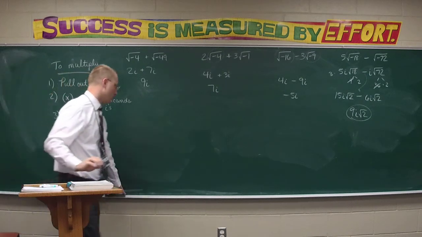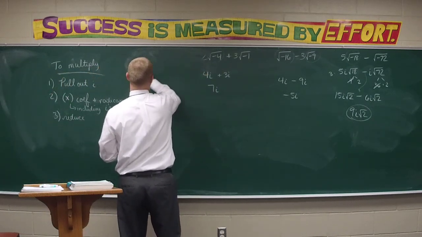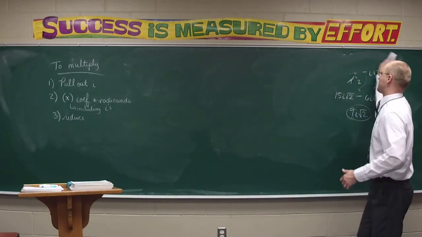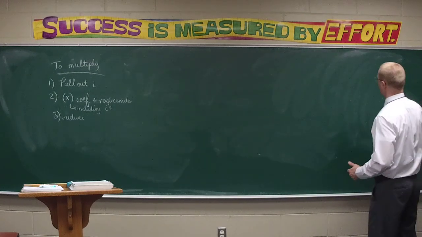So to multiply imaginary numbers, pull out the i's first, which I told you already was the key. That's always going to be the first step. Always pull out your i first.